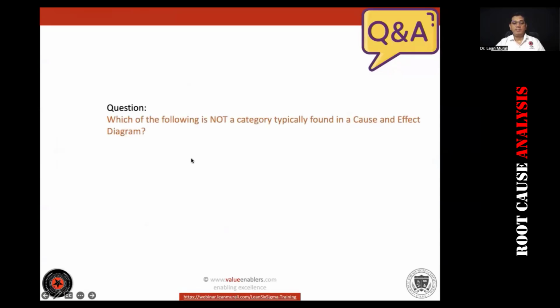Okay, the question: which of the following is not typically found in cause and effect diagram? People, process, environment, financial. Very simple answer. I'm sure all of you will type the correct answer, which is D. Congratulations to all of you. Financial is not in the cause and effect diagram. Okay.